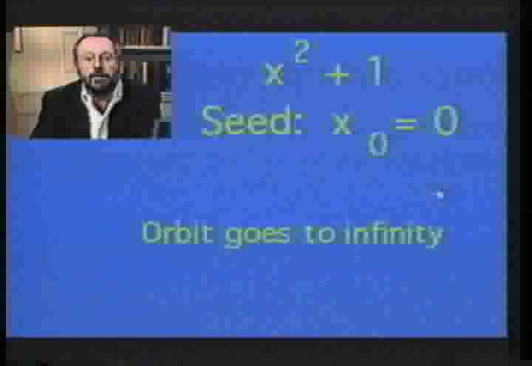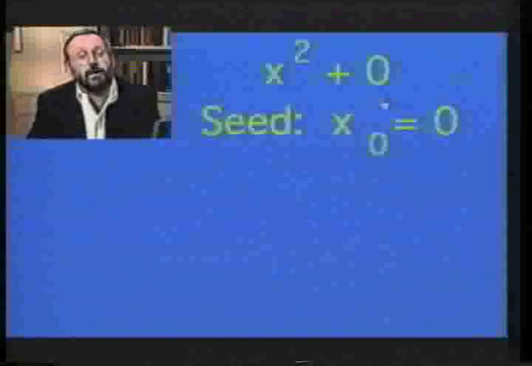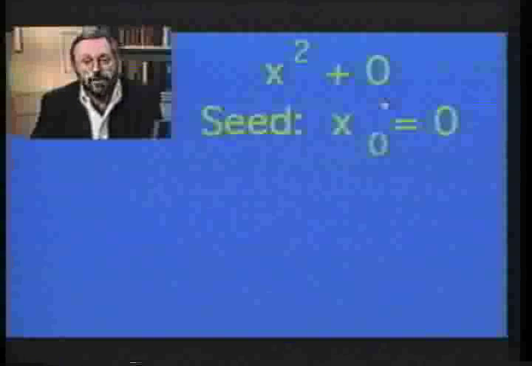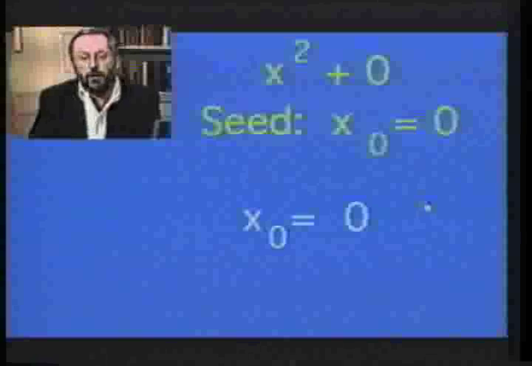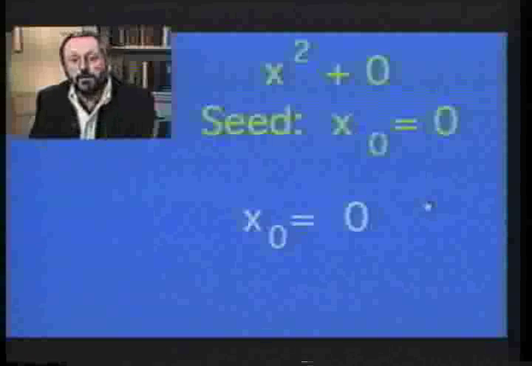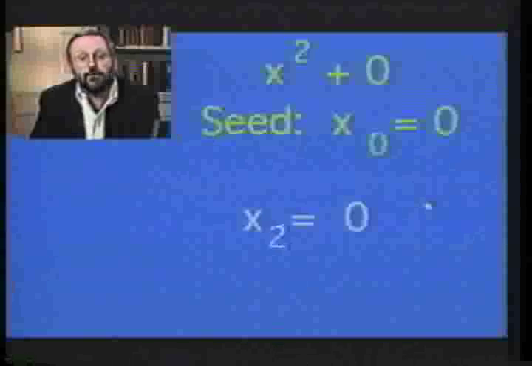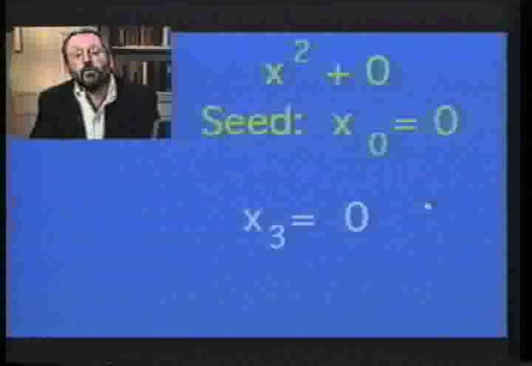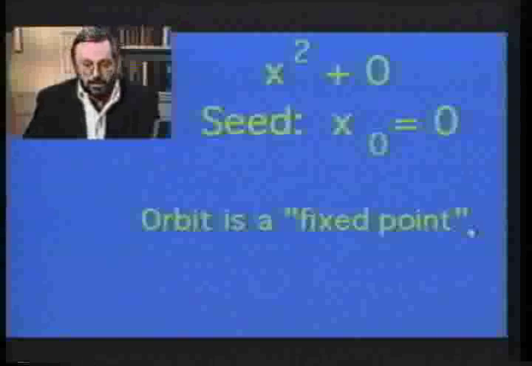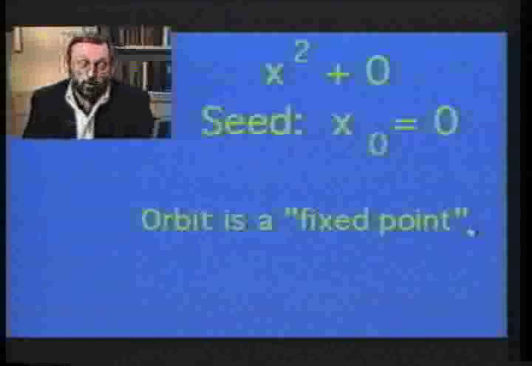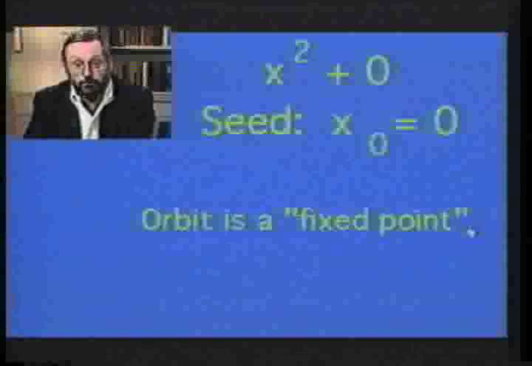Let's do another example. Let me change the constant now to 0. So I'm going to iterate x squared plus 0. Again, I'll choose the seed 0, and now let's iterate. Start with 0. 0 squared plus 0 is 0. 0 squared plus 0 is 0. Iterate again, of course, get 0. And what you see is the fate of this orbit is much different. When we change the constant down to 0, we see that the orbit of 0 is fixed. It never moves. It's what we call a fixed point.